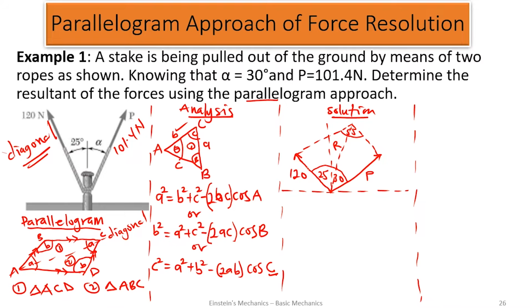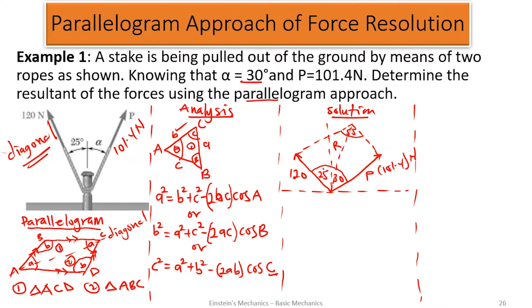So these are my forces: the 120 force here, and this is P, which is 101.4 newtons. I have my angle 25 and A. Remember, A is giving us 30 degrees. So 25 plus 30 will now be what? 55. And because a parallelogram can be drawn from these forces, I'll now draw it into a parallelogram.